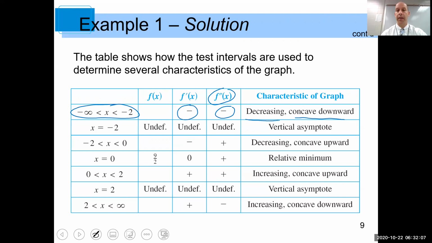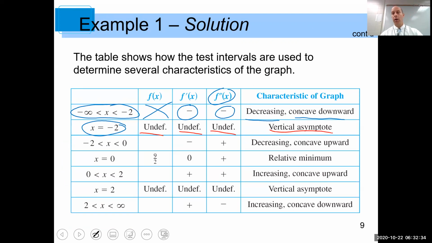That makes it decreasing. Now notice I didn't put anything here for f of x because that's not going to help me right now. I don't necessarily need to know what's going on. What's important for me to know is that the function is decreasing on this entire interval, and it's concave down. At x equals negative 2, I should do this in red, it's undefined because you're dividing by 0. So this is going to be a vertical asymptote.